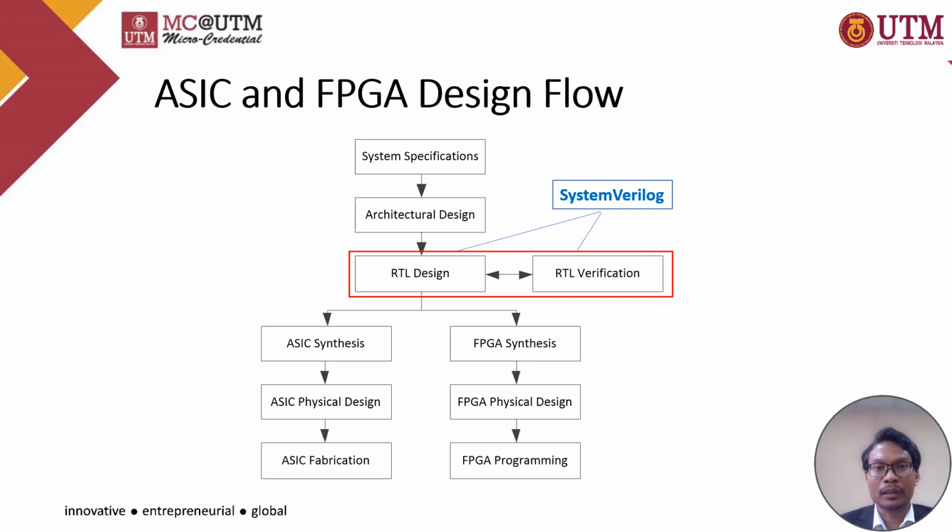The next step is to take the RTL design and perform synthesis to obtain the gate-level netlist for the design. And once we have the gate-level netlist, we send the design for physical design, where the logic components are placed and the interconnections are routed. The final step for ASIC, we send the physical design for chip fabrication, while for FPGA, we can simply program the design into the FPGA device.